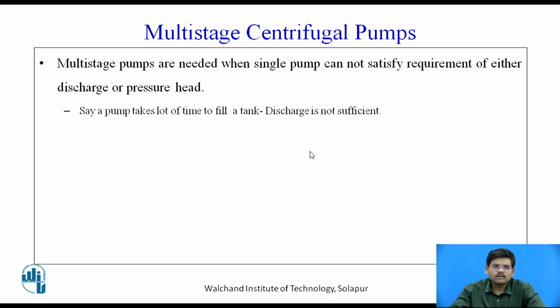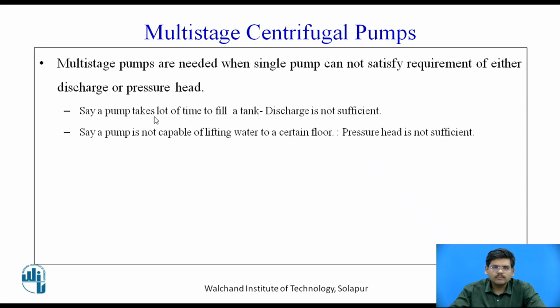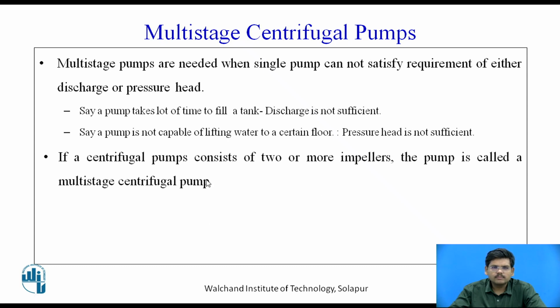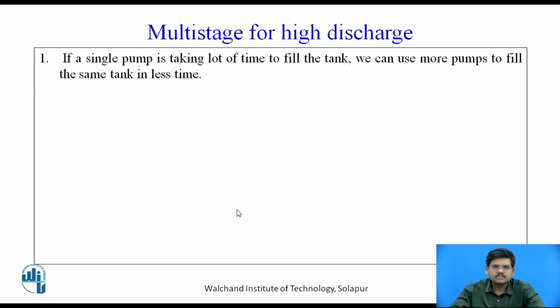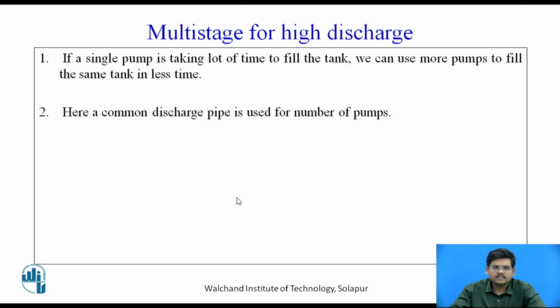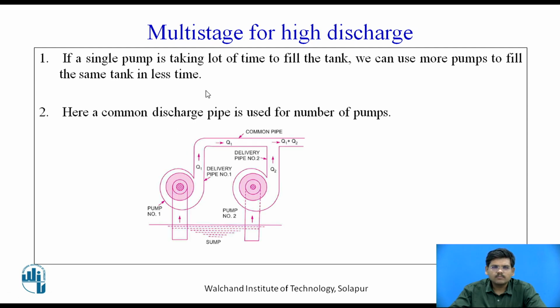So in this case, we go for multi-staging. Say a pump takes a lot of time to fill a tank, discharge is not sufficient. Say a pump is not capable of lifting water to a certain floor, pressure head is not sufficient. Now, if a centrifugal pump consists of 2 or more impellers, the pump is called a multistage centrifugal pump. There we have two classifications, that is multistage for high discharge and multistage pump for high head. Let us discuss the first. Now, multistage for high discharge. If a single pump is taking a lot of time to fill the tank, we can use more pumps to fill the same tank in less time.